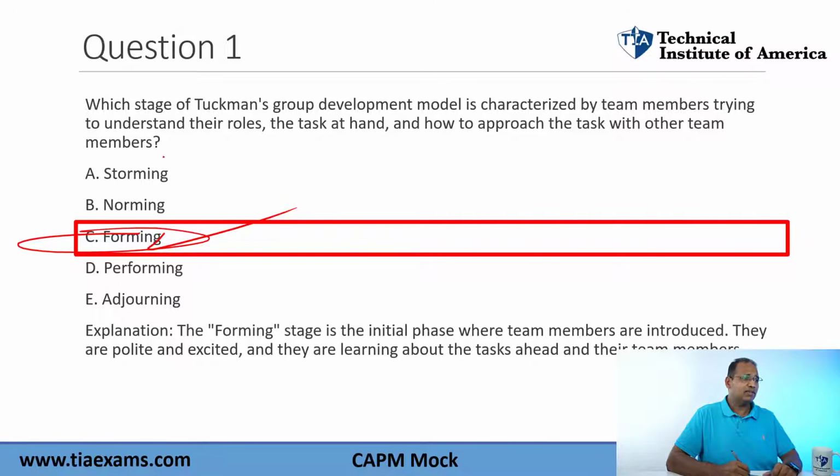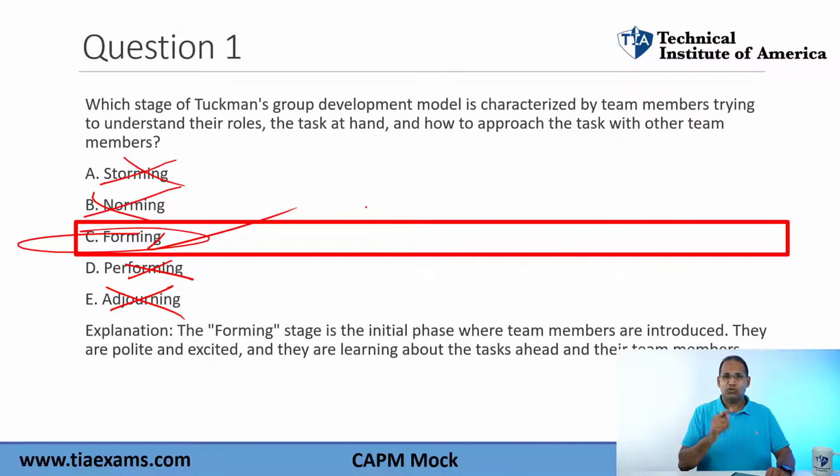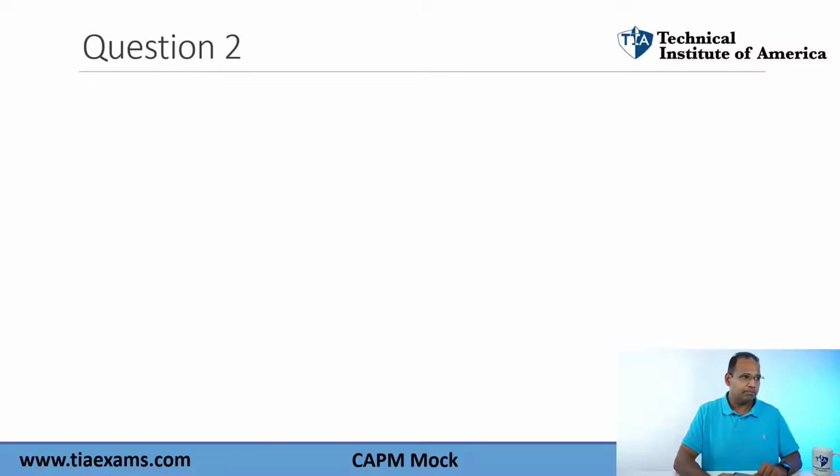Then the next thing they're going to be doing is storming. Now, this is not the answer, but storming is when they have disagreements with each other. Once they get to know each other, then they have disagreements. Norming is when they find solutions to those disagreements and agree on how to do the particular work. Performing is when they go out and do the actual work, and adjourning is when they leave, the job is done. Don't forget for your exam, guys, make sure you know Tuckman's.